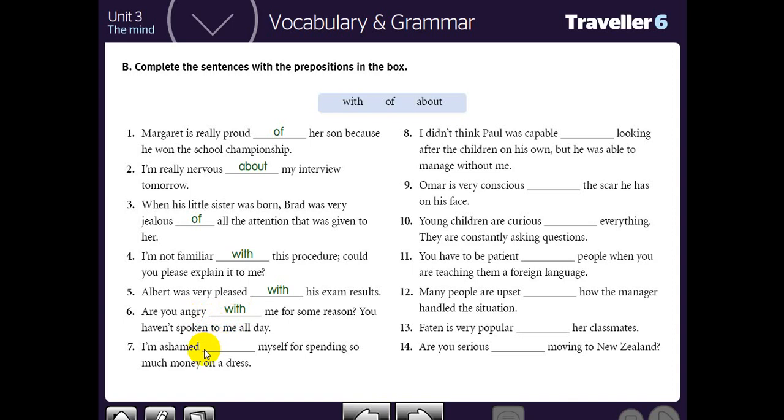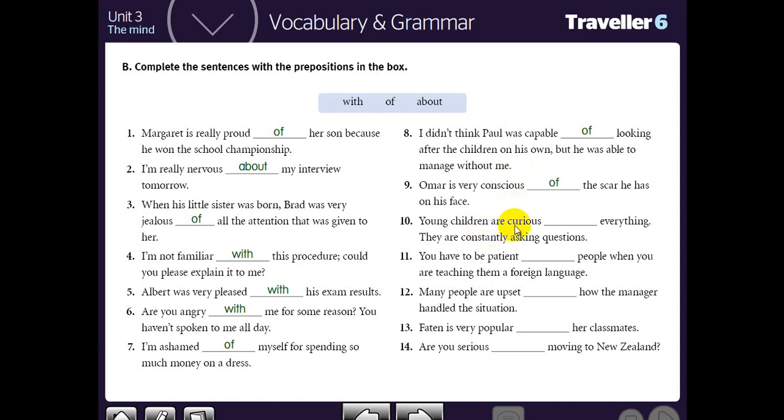Ashamed. I'm ashamed, feeling shy. I'm ashamed of myself for spending so much money on a dress. Number 8. I didn't think Paul was capable of looking after the children on his own. Capable of, to be able to do something. Conscious. Just try to read it. Conscious, to be aware of. Omar is very conscious of the scar, the wound on his face.